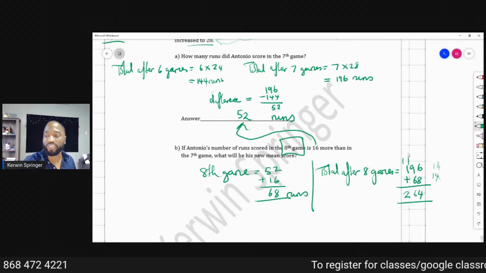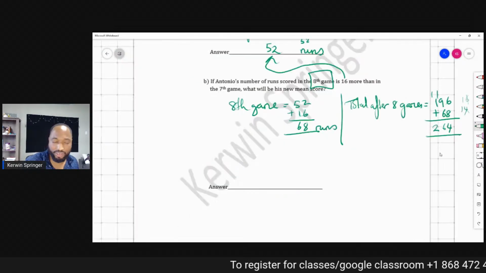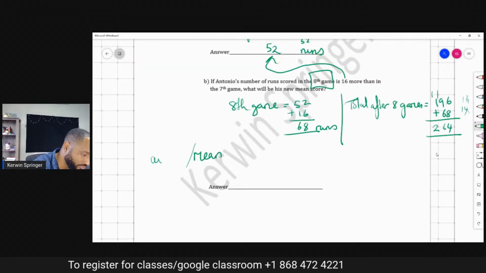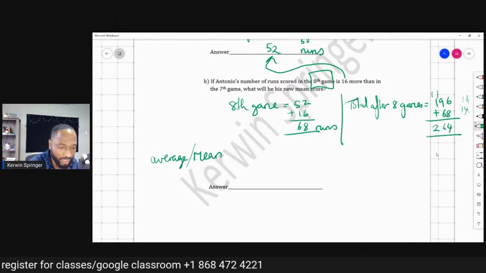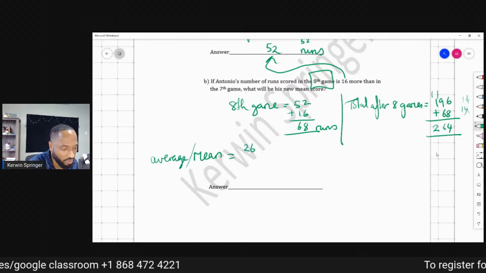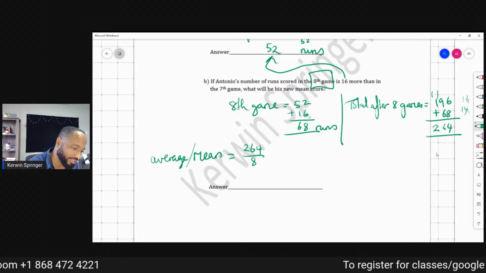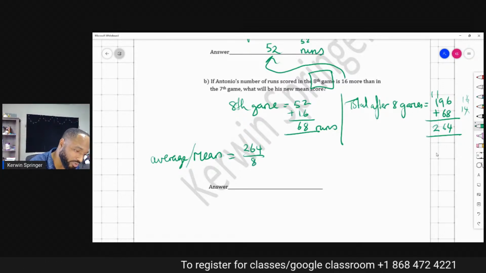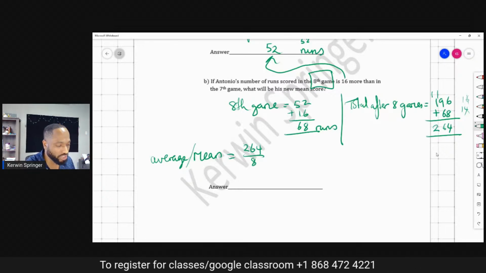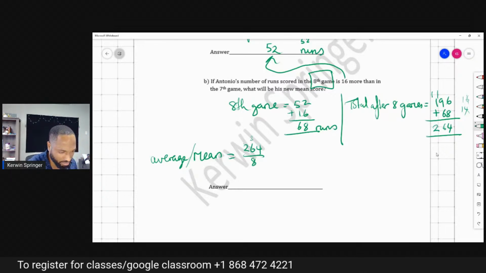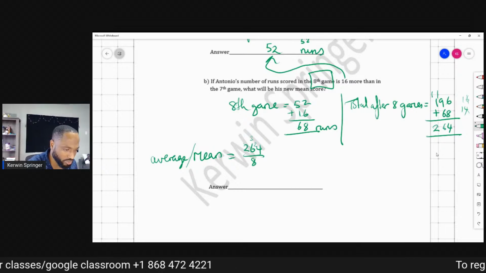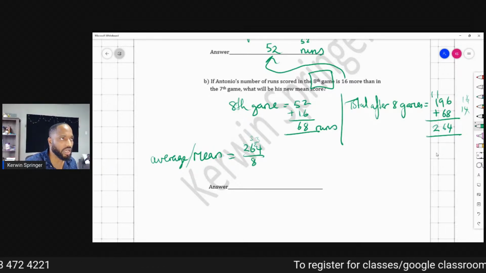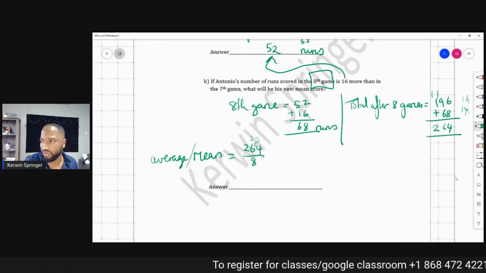So how are we going to figure out his mean? So the mean, or average, is going to be 264 divided by 8. Let me just go 8 one time. 8 will go into this 3 times, remainder 2, and 8 will go into this 3 times. It's 204.